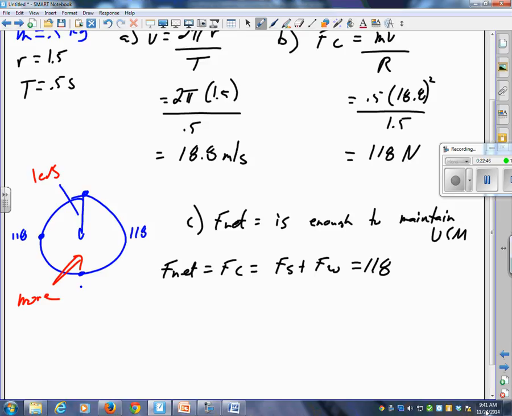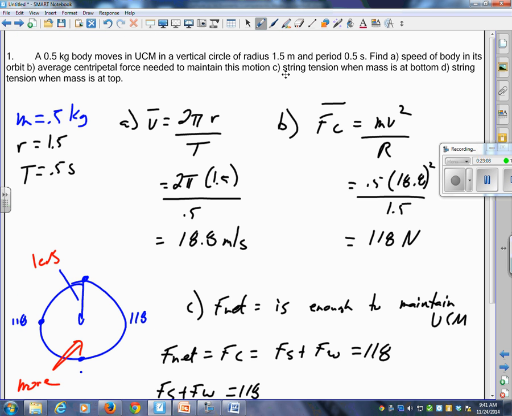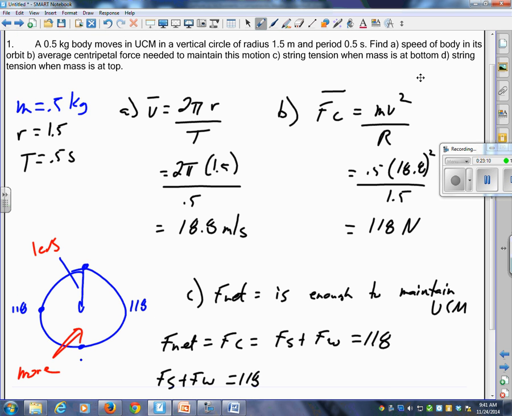Always check when you're done. Is my string tension more at the bottom? Okay? Check your signs, make sure. If you always do that, you should be good. Okay, so I'm going to write Fs plus Fw equals 118. I'm looking for the string tension because that's what part C asks, right? What's the string tension at the mass at the bottom?